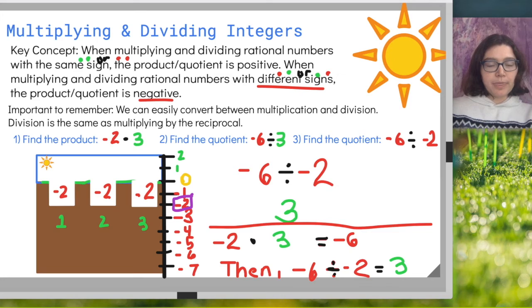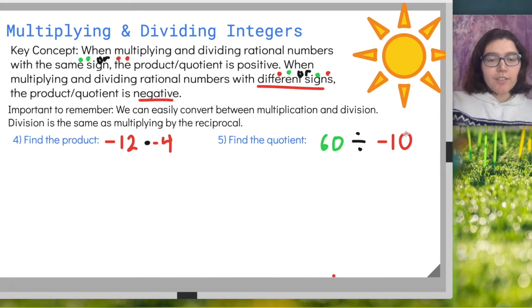And now we have example 4. Find the product of -12 times -4. So here we're moving a little bit away from the model and more toward the rules that are ultimately important for you to memorize. Some of them are hard to conceptually think about, but they are going to be pretty important for you. So here we're multiplying and dividing rational numbers with the same sign. They're both negative. When they're both negative, the product or the quotient is positive, when they have the same sign. So that means that -12 times -4 is going to have a positive product.